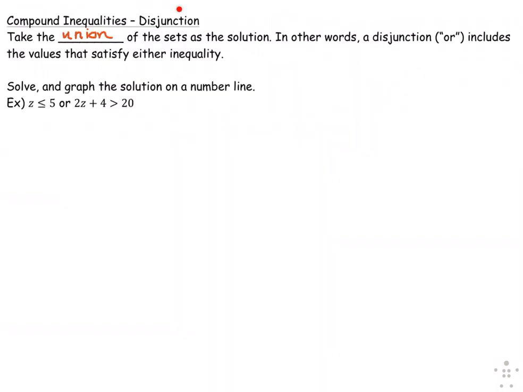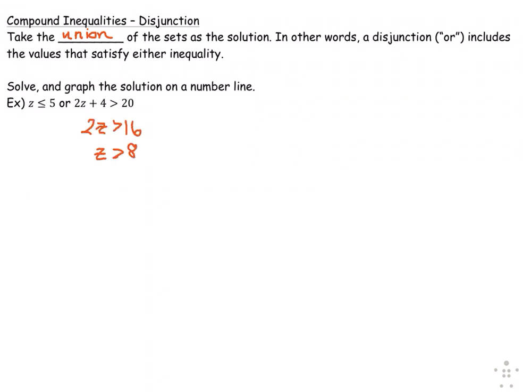Moving now to disjunction, so separate or union, so you just take everything. It doesn't have to overlap. And this is going to be tipped off using the word or, and now as long as the values satisfy one or the other or both, you include that in the solution. So here we want to do the same thing. And this one's already done for us. So here in the second inequality, we will subtract 4 and divide by 2.